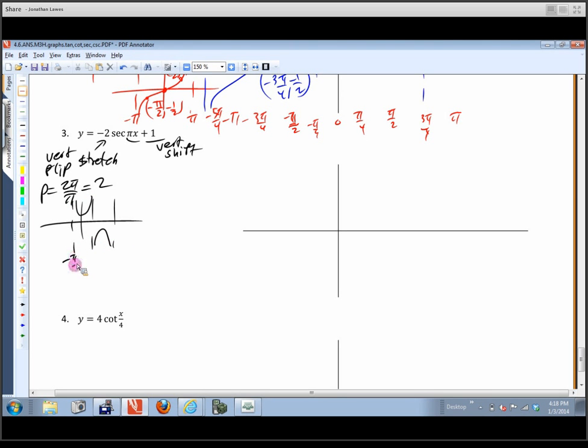With an asymptote at negative pi halves, 3 pi halves. That's where it normally looks, okay? Because then it's 2 pi from here to here. Remember, this is only 2 units for a period.